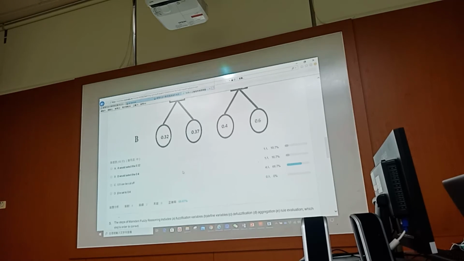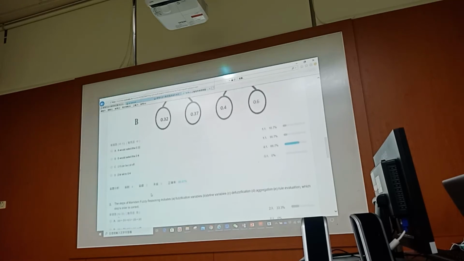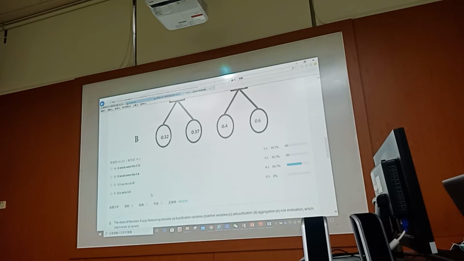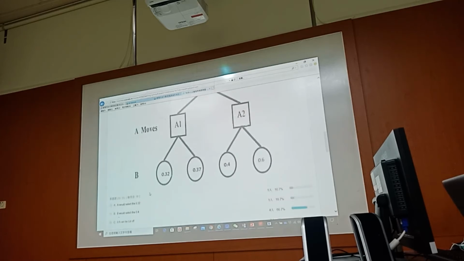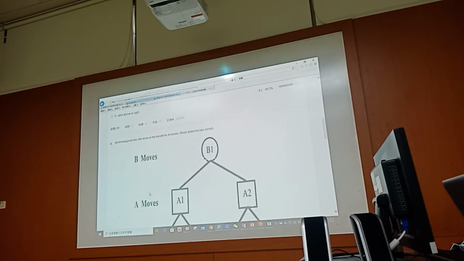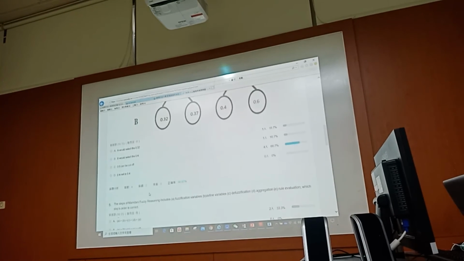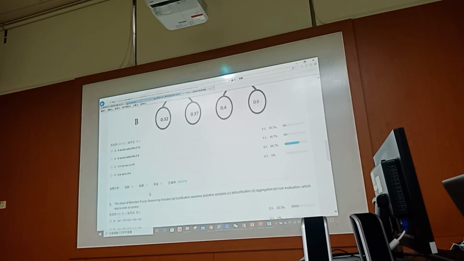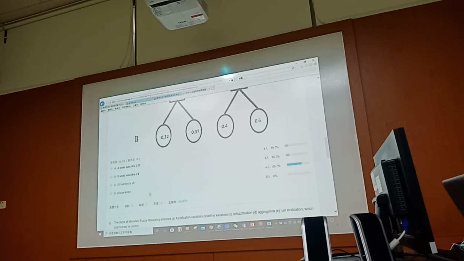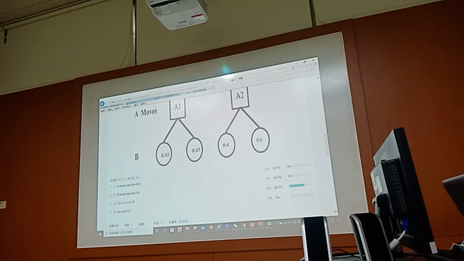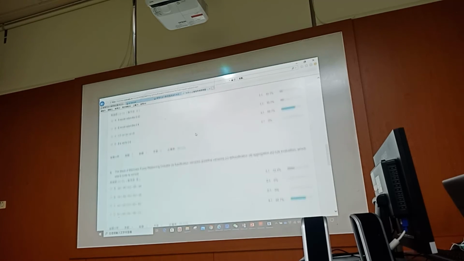So this is correct. From A point, we set our alpha cutoff. From B point, we set the beta cutoff. And in this figure, the top is B, so that is the beta cutoff. From A's view is our alpha cutoff.